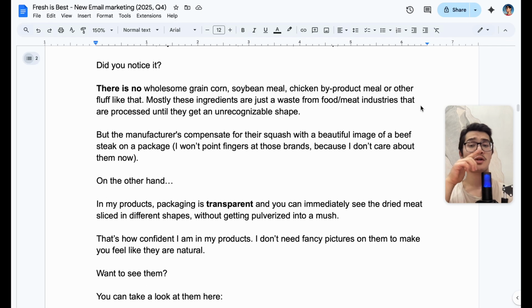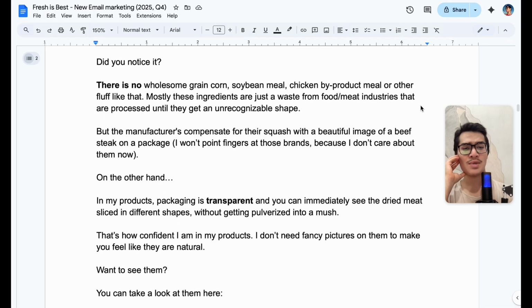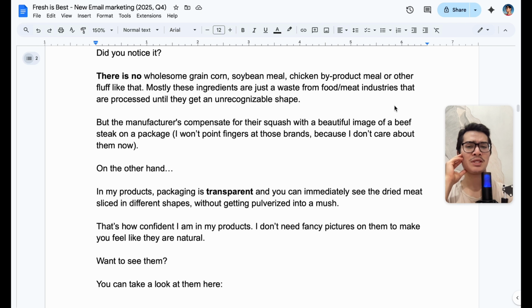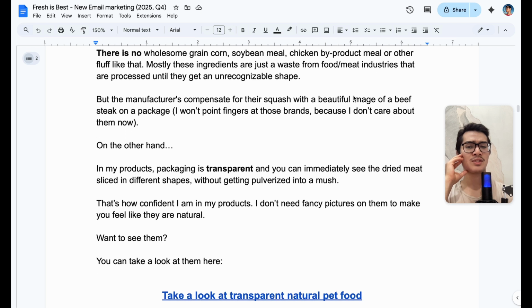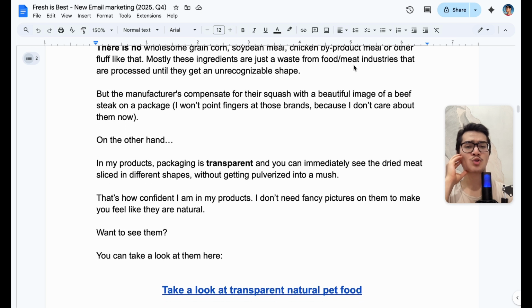Mostly these ingredients are just waste from meat industries that are processed until they get an unrecognizable shape, but the manufacturers compensate for their squash with a beautiful image of a beef steak on a package. I would point fingers at those brands, but I don't care about them now.